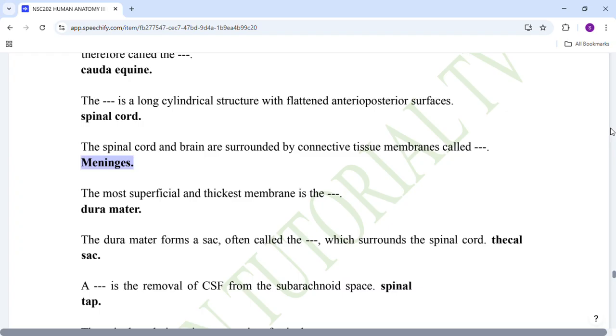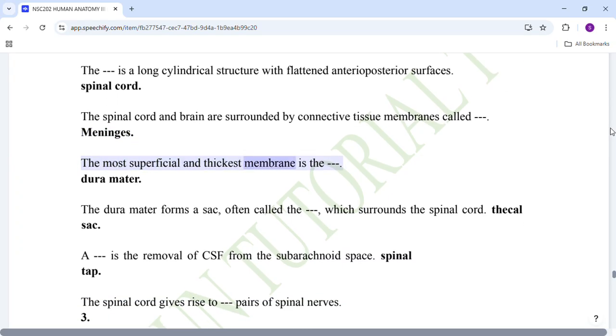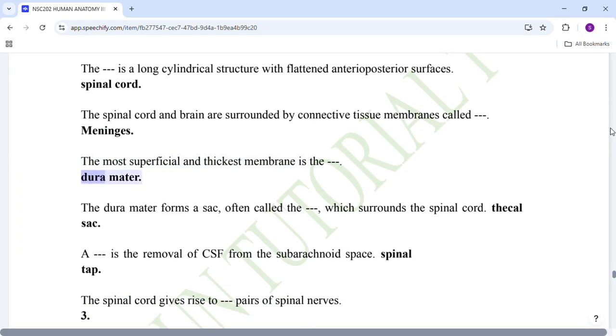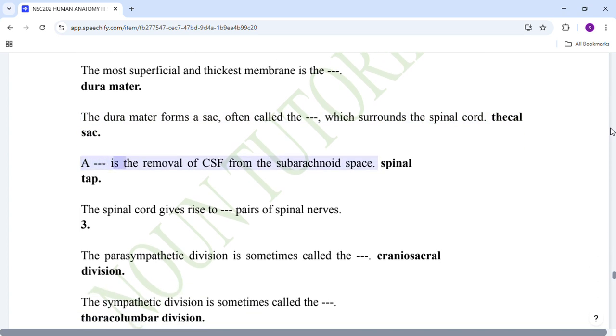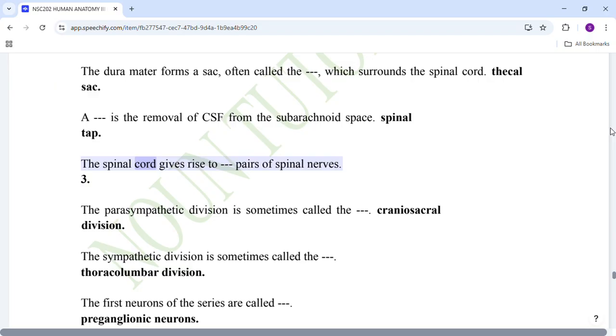Meninges. The most superficial and thickest membrane is the dash. Dura mater. The dura mater forms a sac, often called the dash, which surrounds the spinal cord. Thecal sac. A dash is the removal of CSF from the subarachnoid space. Spinal tap. The spinal cord gives rise to dash pairs of spinal nerves.